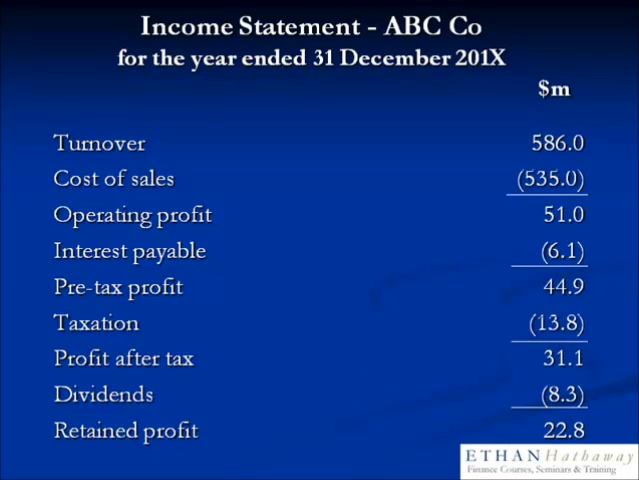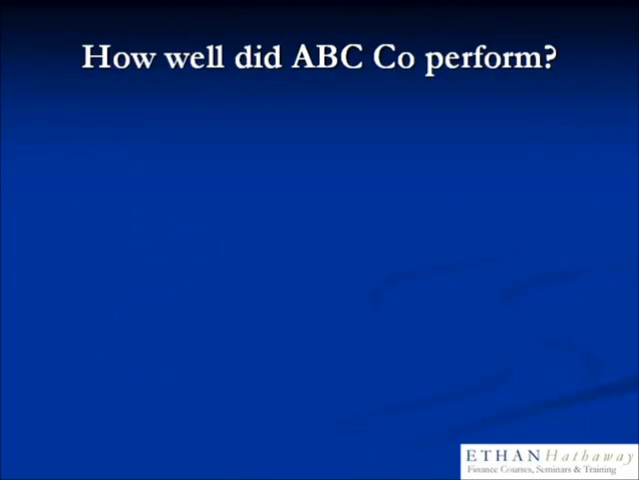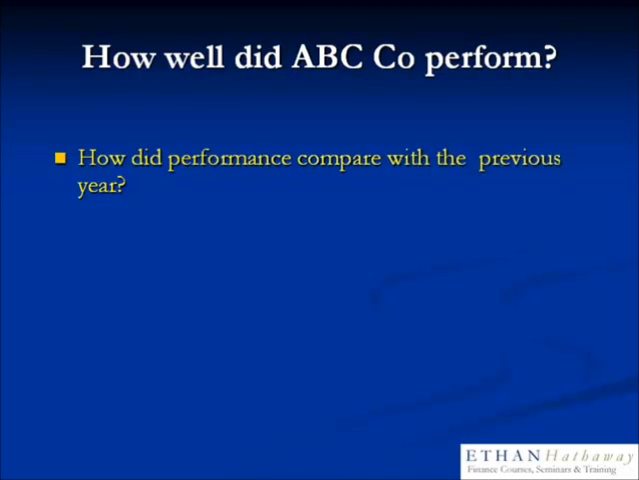So what can we learn about ABC Company from the income statement? Just how well did it perform in the year? To answer this, we need answers to: how did performance compare with the previous year? We can measure this by looking at last year's income statement. Financial statements usually include the previous year's figures. Was it in line with expectations? Lack of specific information about expectations may make this difficult to assess for external stakeholders, that is, those not involved in the actual running of the business.